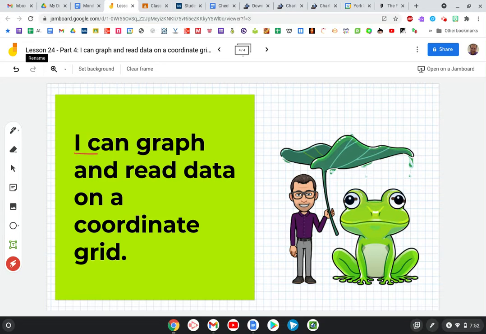Our learning target today is I can graph and read data on a coordinate grid.